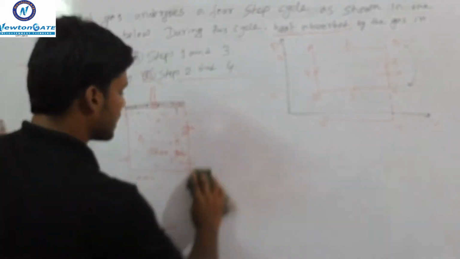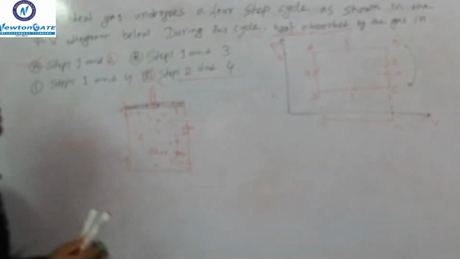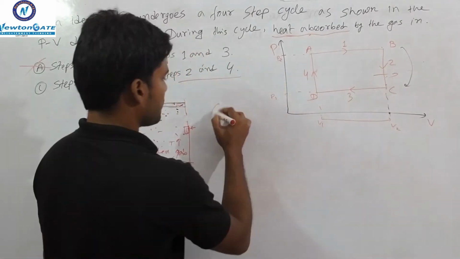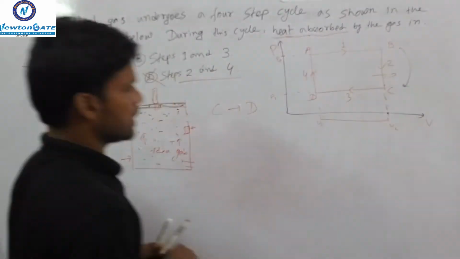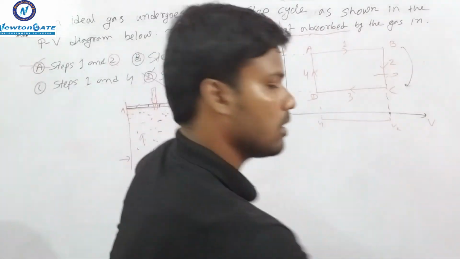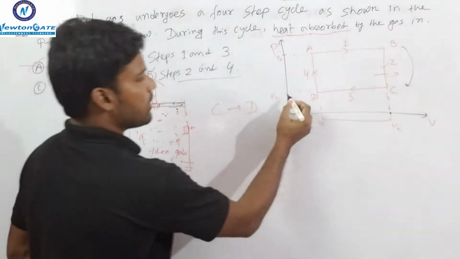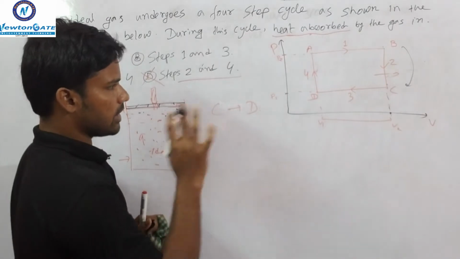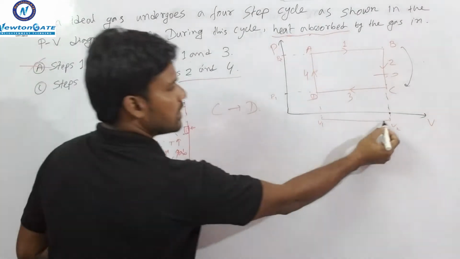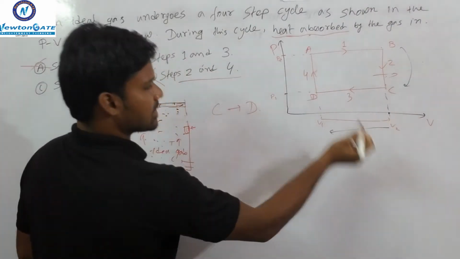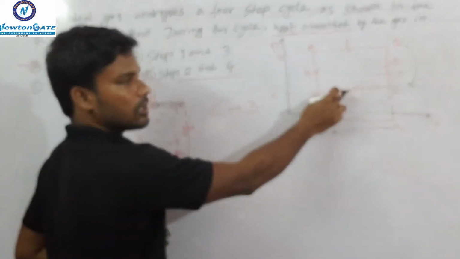C to D. Whenever this gas goes from C to D, in this process you can see pressure is constant. Just think, pressure is constant in the given data. Volume from C to D decreases, look at the arrow, C to D.